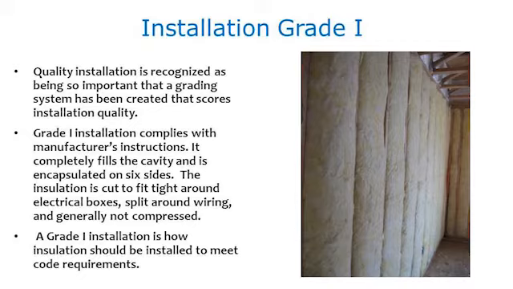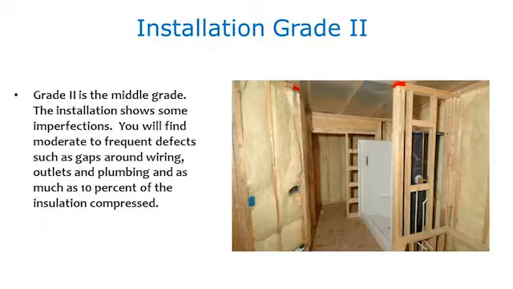Quality installation is recognized as being so important that a grading system has been created that scores the installation quality. Grade 1 installation complies with manufacturer instructions. It completely fills all the cavity and is encapsulated on all 6 sides. Insulation is cut to fit around electrical boxes, split around wiring, and generally not compressed. Grade 1 installation is how insulation should be installed to meet the code requirements. Grade 2 is the middle grade. This installation shows some imperfections. You'll find moderate to frequent defects such as gaps around wiring, outlets, and plumbing, and as much as 10% of the insulation compressed.